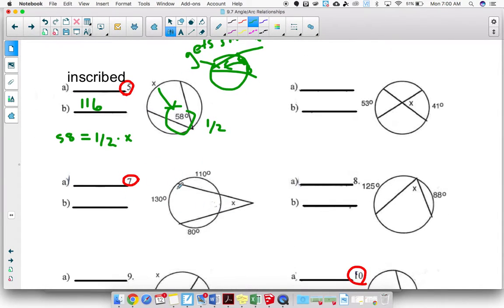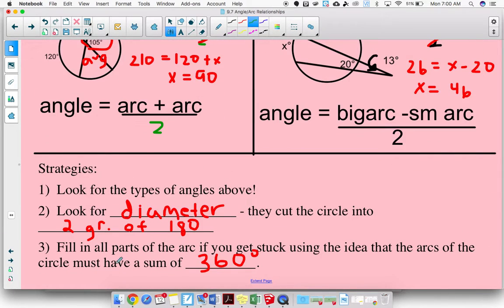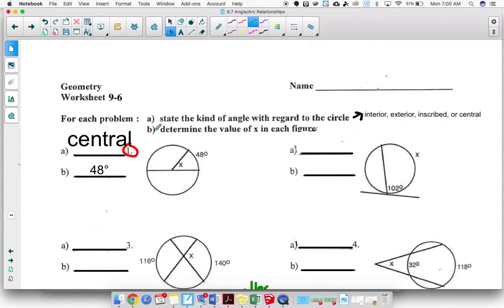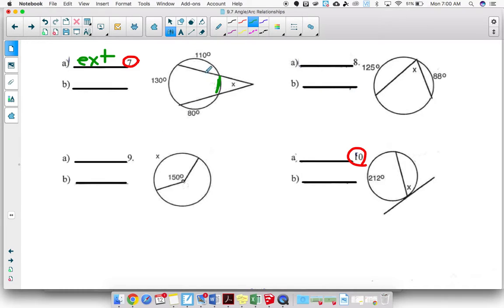Number 7 gives us a setup where we have to solve for an exterior angle. But the problem is we don't have the measure of this arc. Well, if you look back at the clues I gave you, usually if you're missing information, it comes down to either looking for diameters or the 360 total idea. So here, there are 1, 2, 3 parts of the circle that we know. I know all of these have to add up to 360.